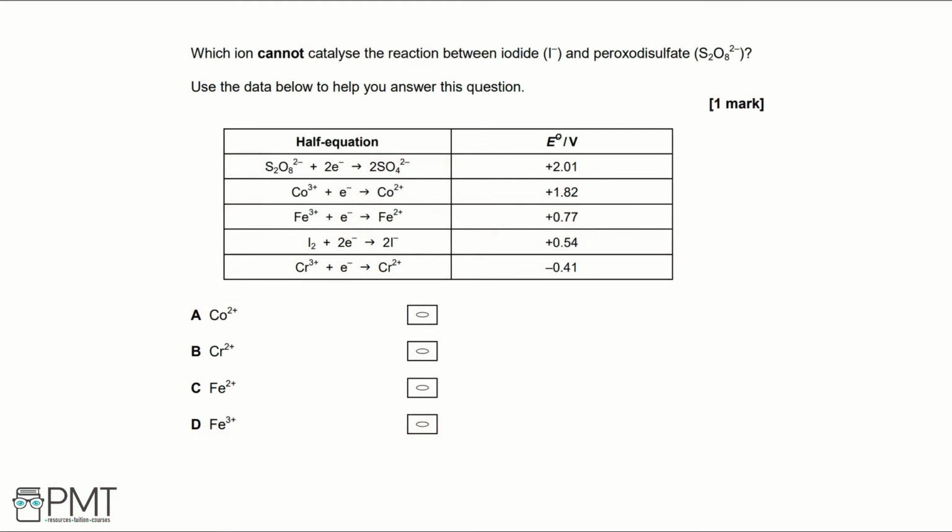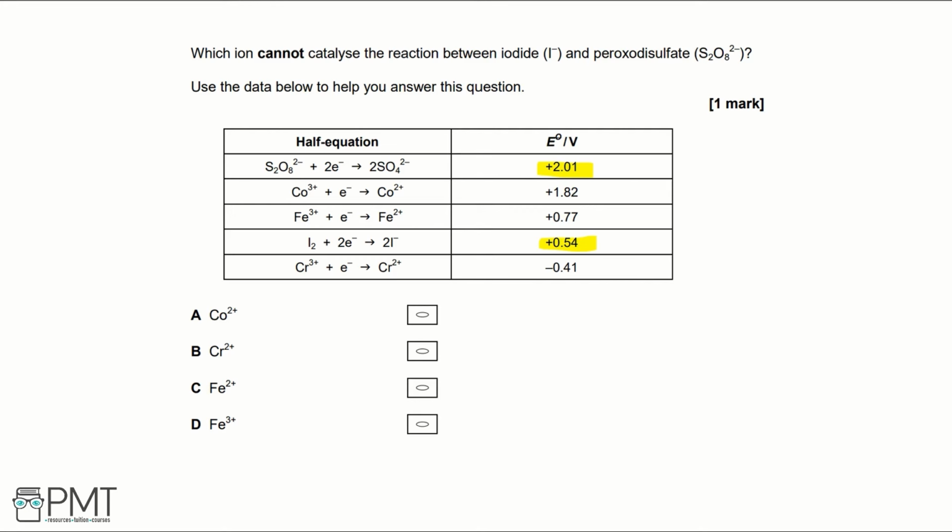Which ion cannot catalyse the reaction between iodide and peroxydisulfate? Use the data below to help you answer this question. A. Cobalt 2+, B. Chromium 2+, C. Iron 2+, or D. Iron 3+. So let's look at the different equations we would get if we used each as a catalyst. So looking at the two equations that are the most important, and that's the reaction between iodide and peroxydisulfate.